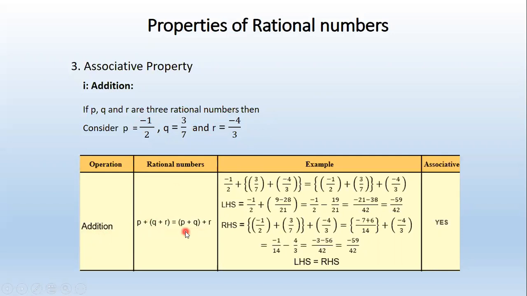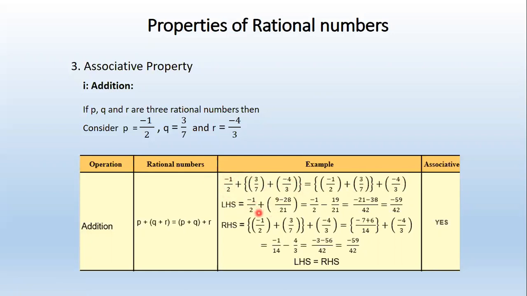In the right hand side, we are grouping P plus (Q plus R). So we'll see if this addition is true. Now here P, the left hand side, is minus 1 by 2, plus Q, which is 3 by 7, plus R, which is minus 4 by 3, and here we are grouping P plus Q plus R. So first we'll calculate the LHS.